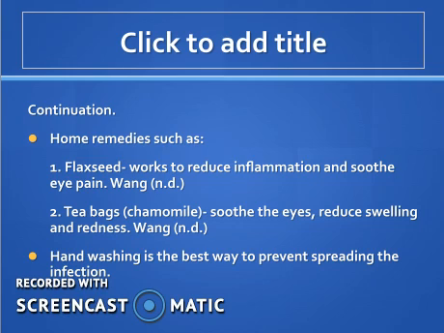For home remedies, based on my literature reading, flaxseed works to reduce the inflammation and soothe eye pain. And also tea bags such as chamomile help soothe the eyes and reduce swelling and redness. And the most important thing is hand washing, so that this is the best way of preventing the spread of infection.